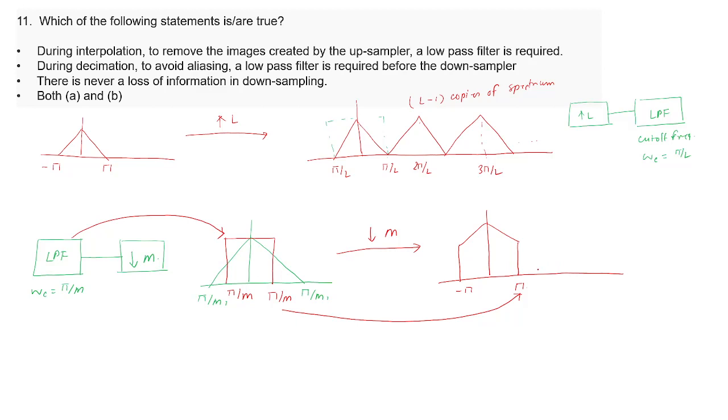So during the decimation process, to avoid aliasing, a low pass filter is required before the downsampler to make the input sequence band limited to pi by M. So both the statements are correct. We will proceed to the third statement, that there is never loss of information in downsampling. That is not correct. When you perform downsampling, you always run into the risk of loss of information. So the correct answer is the fourth, both A and B.